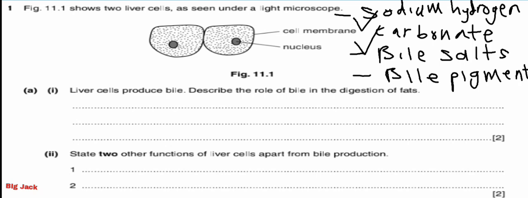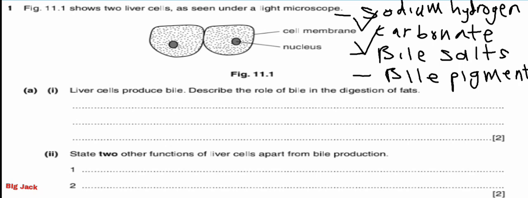Now we have the first one, which is sodium hydrogen carbonate. This one sets an optimum pH for the enzymes in the duodenum. Usually when food is coming from the stomach, we know that in the stomach there is hydrochloric acid, meaning the food is going to have an acidic pH. Now from the stomach it goes to the duodenum. So why are we saying sodium hydrogen carbonate sets the optimum pH for the action of enzymes?